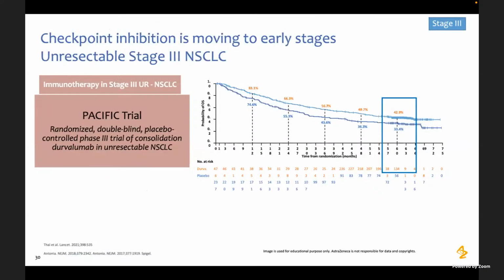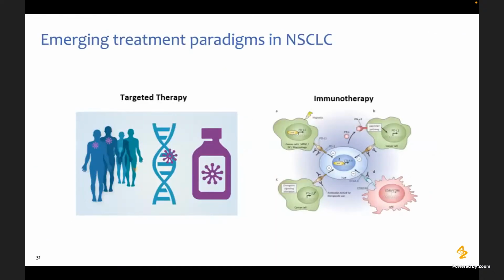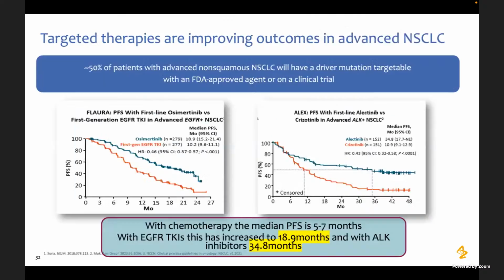So again, checkpoint inhibition started from the PACIFIC trial in the adjuvant setting and has now moved to neoadjuvant also. And emerging treatment paradigms we have discussed in detail in the previous talks also. Targeted therapy and immunotherapy are now really practical, and we are practicing them in our day-to-day practice.